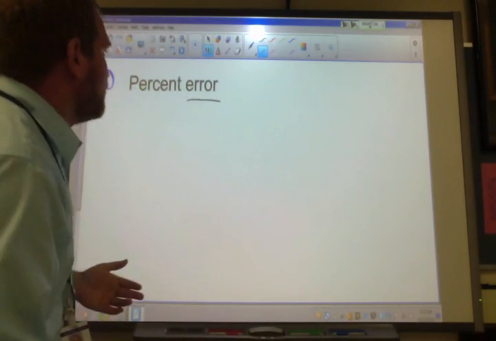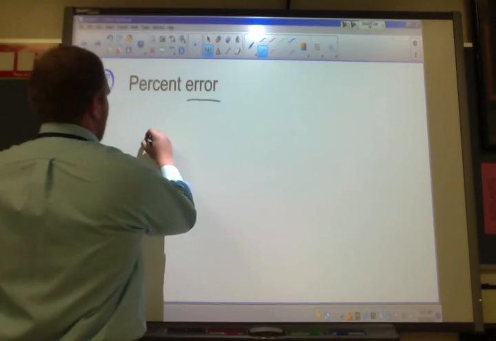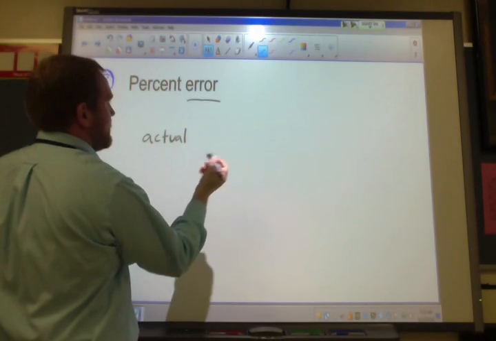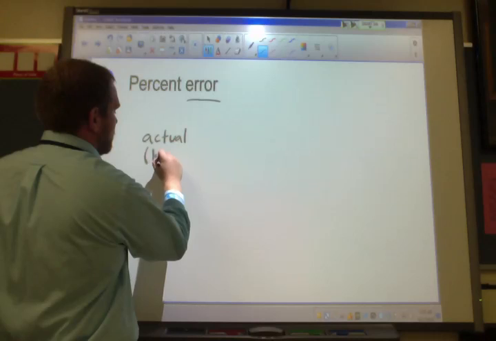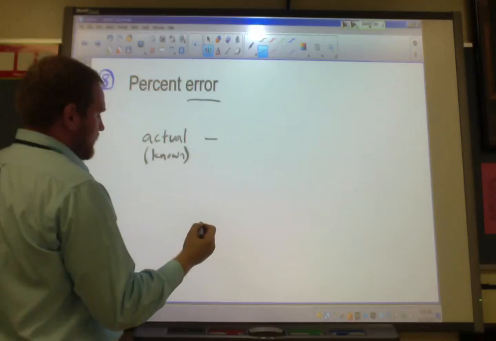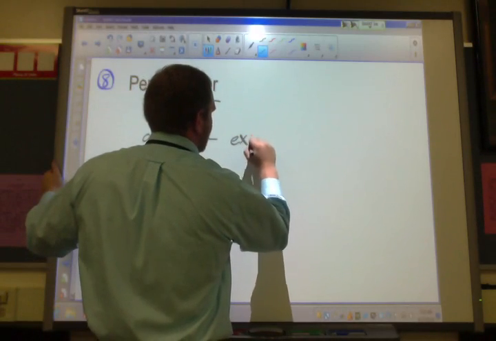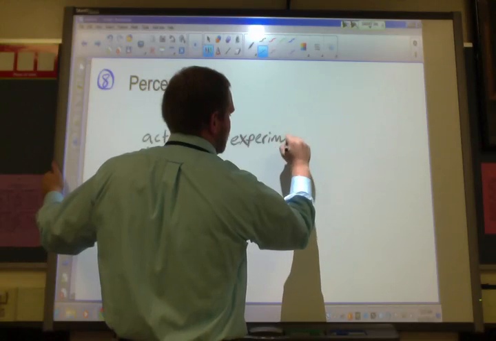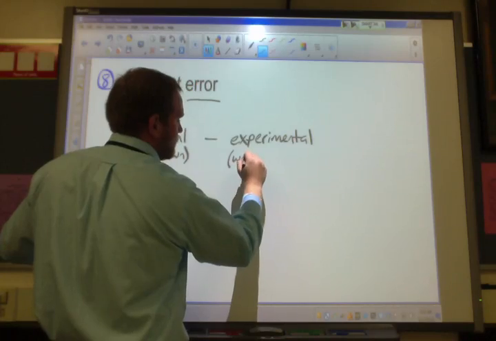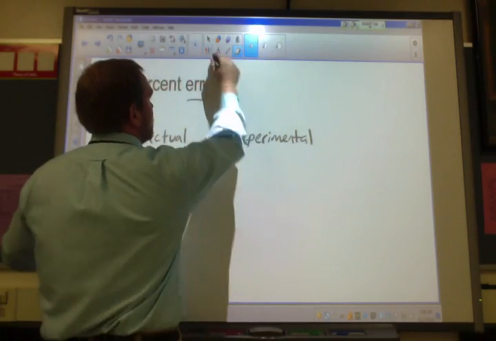So here's how we're going to find percent error. We're going to take the actual, and by this I mean the known value, minus the experimental. And by this, I like to say what you got. Let me spell correctly.